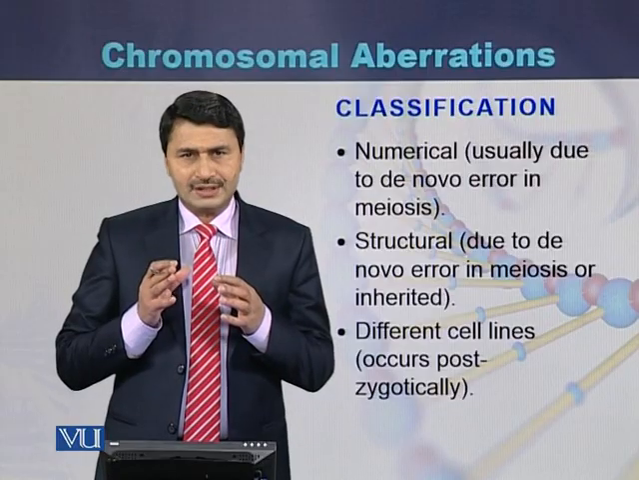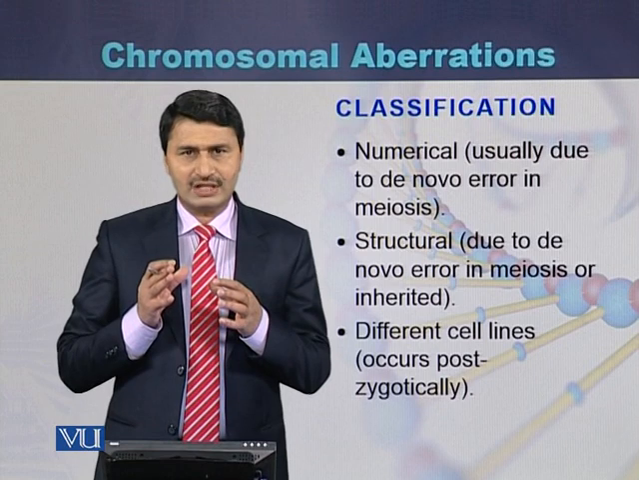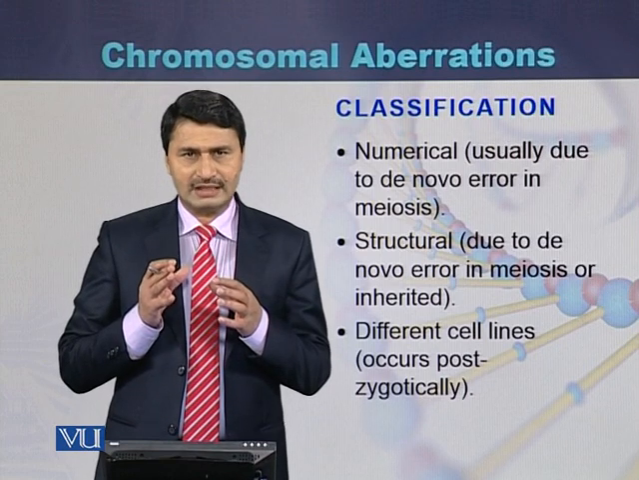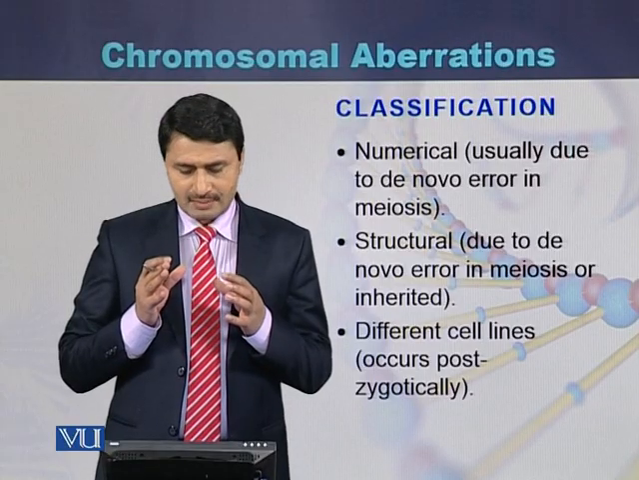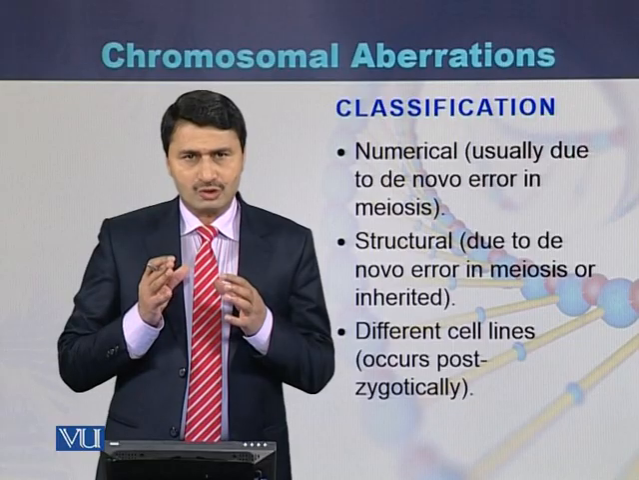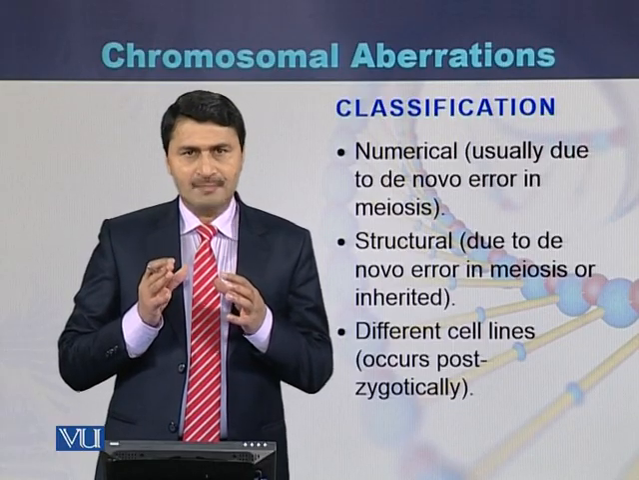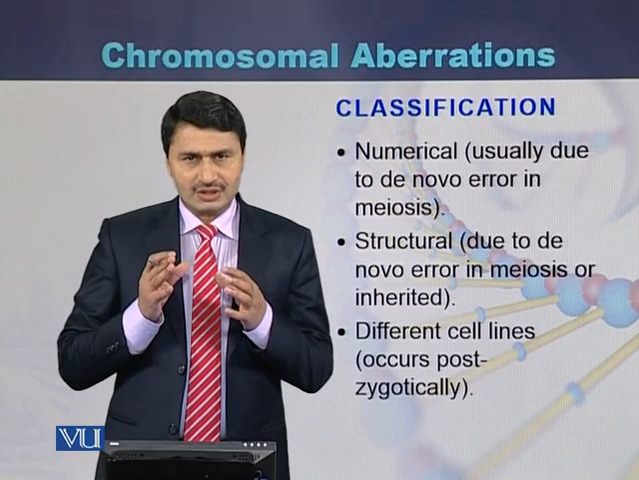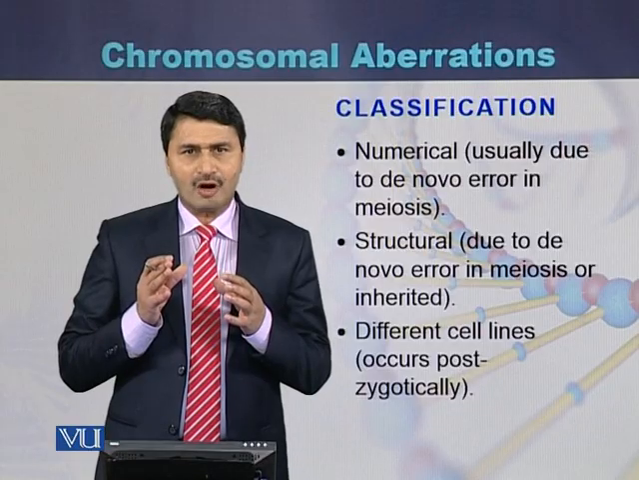Chromosomal aberrations can be classified into two types, but some geneticists classify them into three types. Chromosomal aberrations can be numerical, that is, a change in the number of chromosomes. They can be structural, where there is a change in the structure of the chromosomes, or they can be in the form of mosaics.